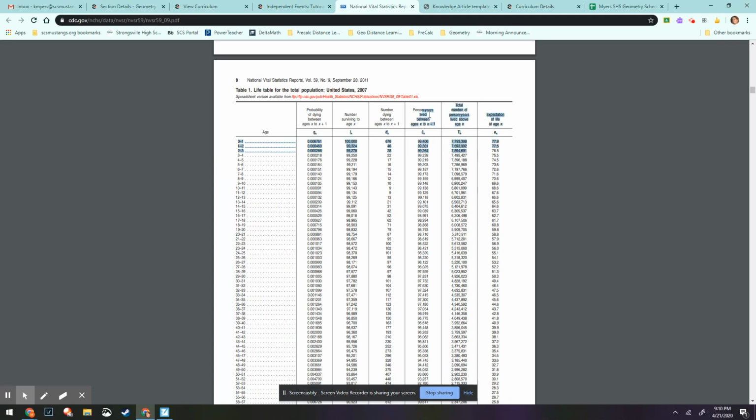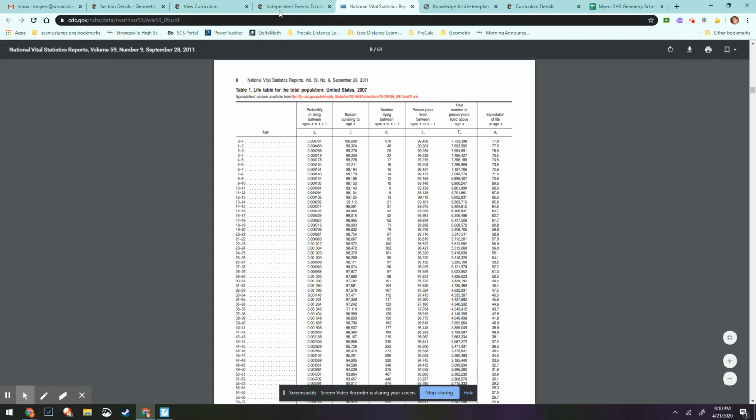We're going to skip over these two columns here, and then here, the expectation of life. This is how many years you have left. So if you're between 0 and 1, you'd be expected to have 77.9 years left. Okay, so that's the life table.